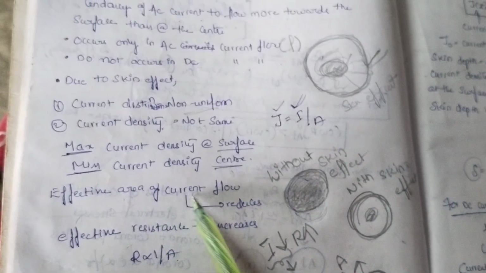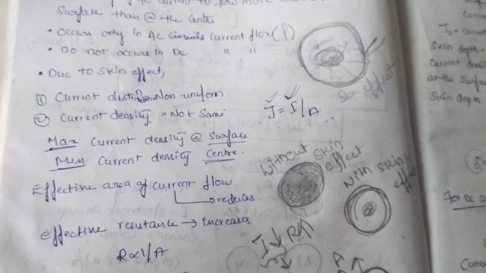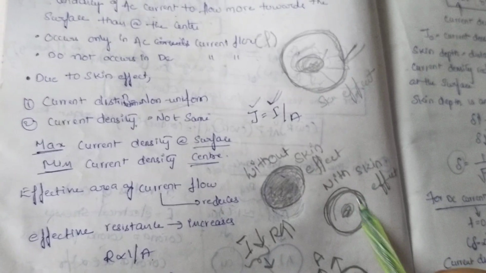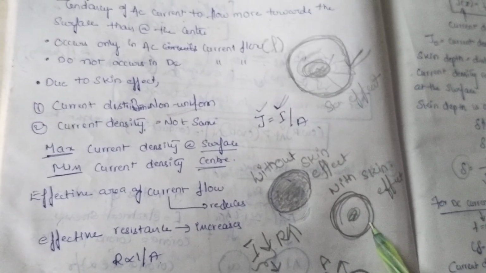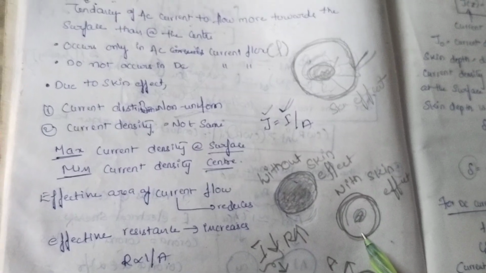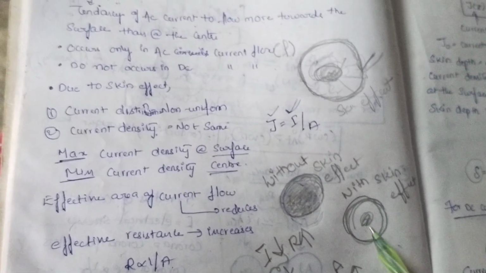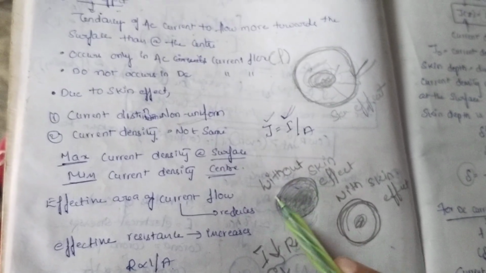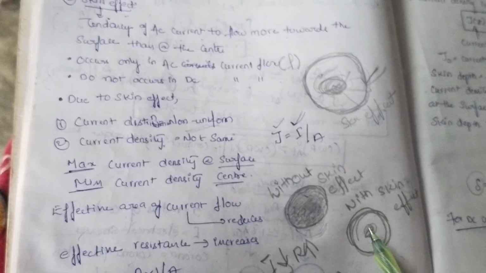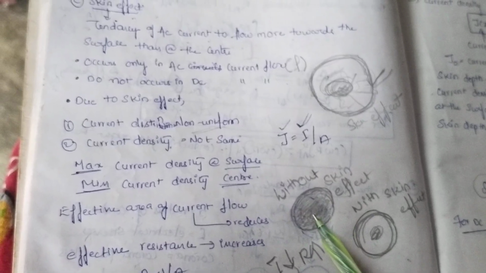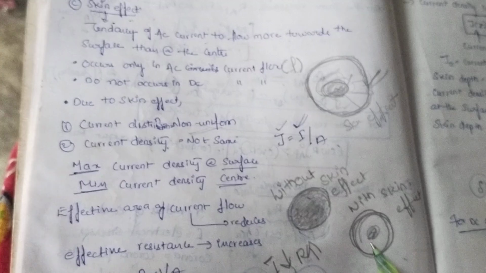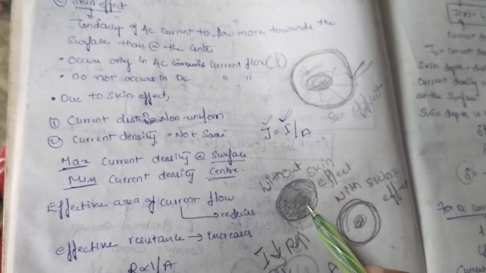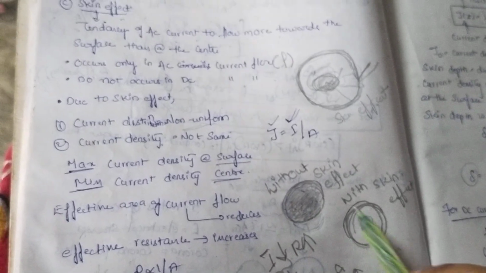So what happened to the effective area of current flow? It reduces. Why? Because if you take a conductor with skin effect, more current is flowing only here. Inside the conductor, heavy current is not flowing. But if we see the conductor without skin effect, current is flowing all over the conductor. If we compare these two, the area in which the current flows is high here compared to the conductor with skin effect.